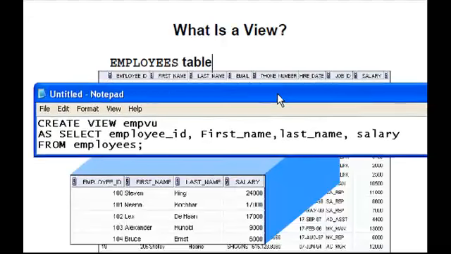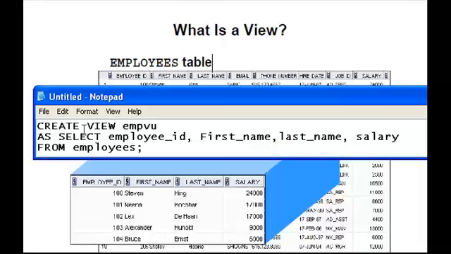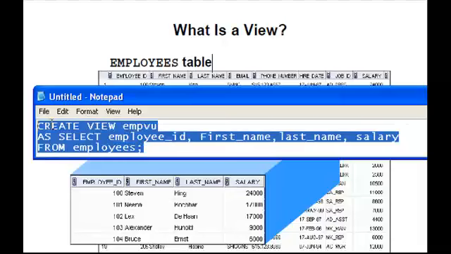How can we create a view? Here's the format. We say create view, and let's name it EMP view, whatever name you would prefer, as select employee ID, first name, last name, and salary from a table such as employee.